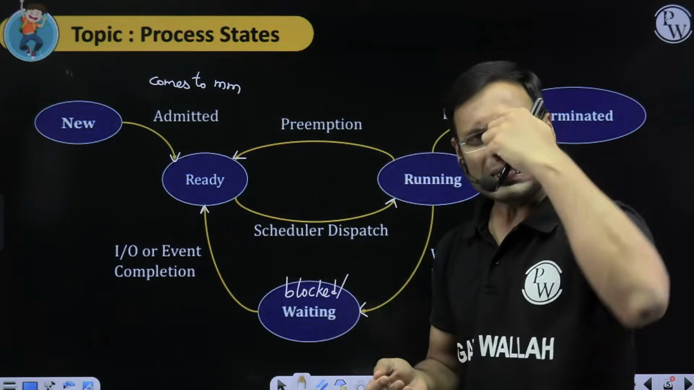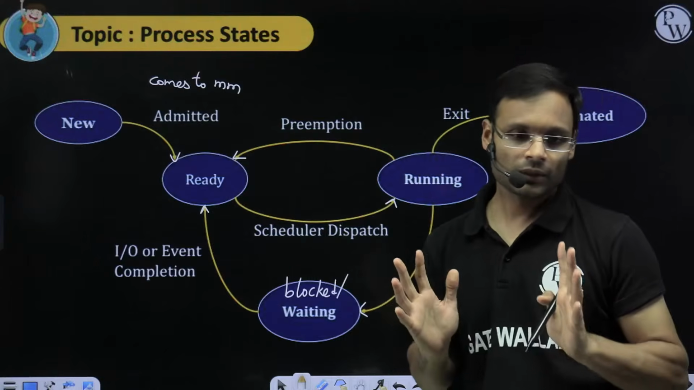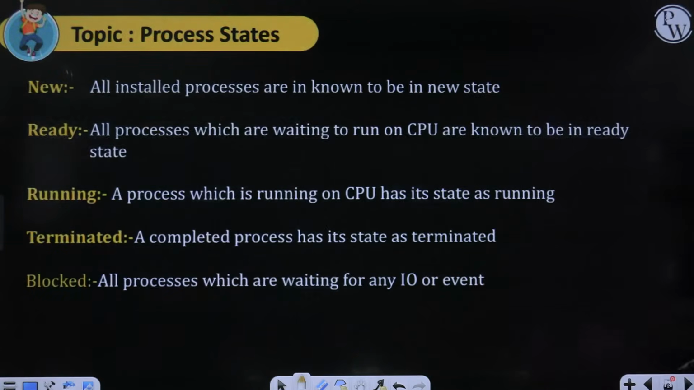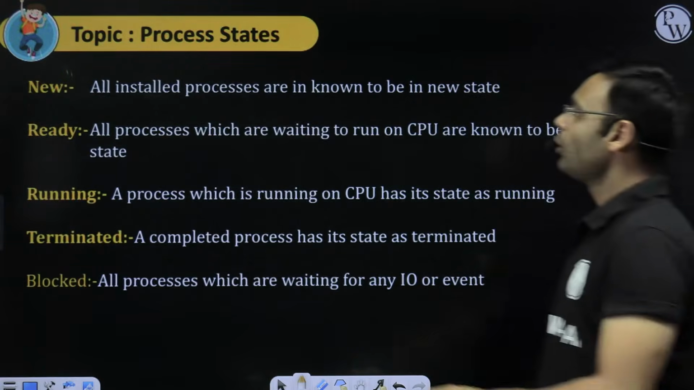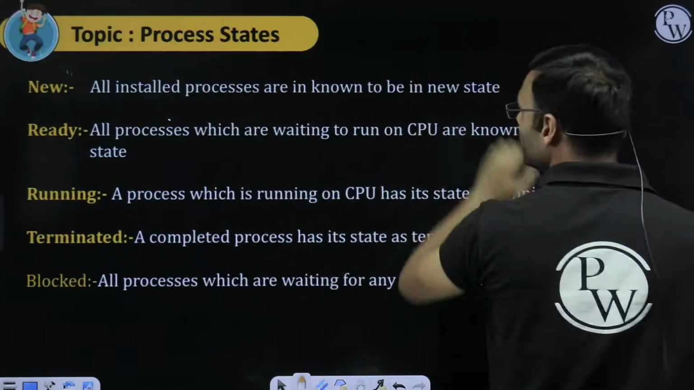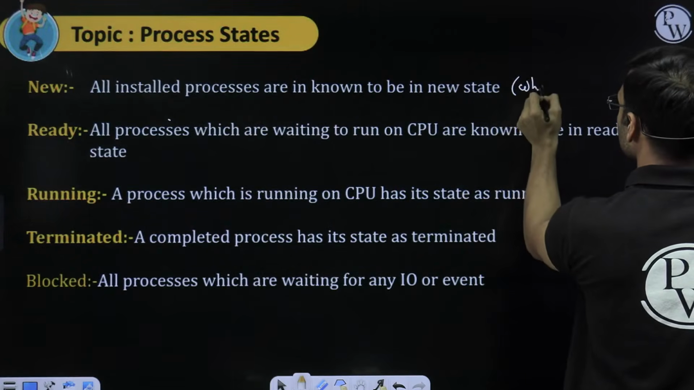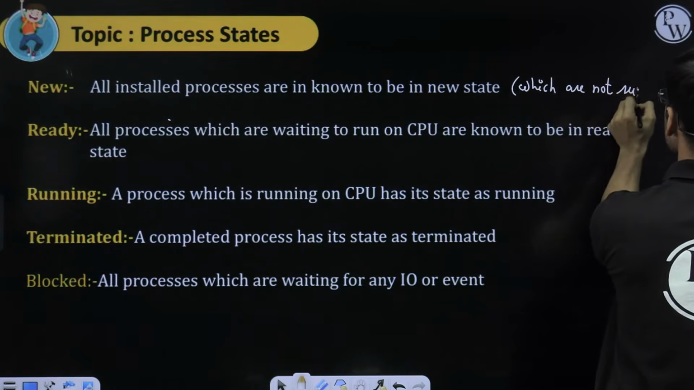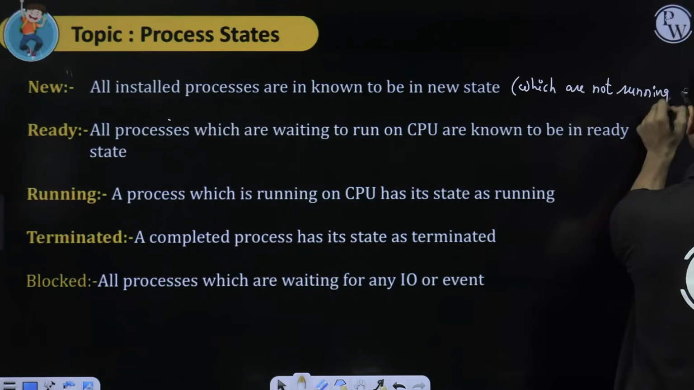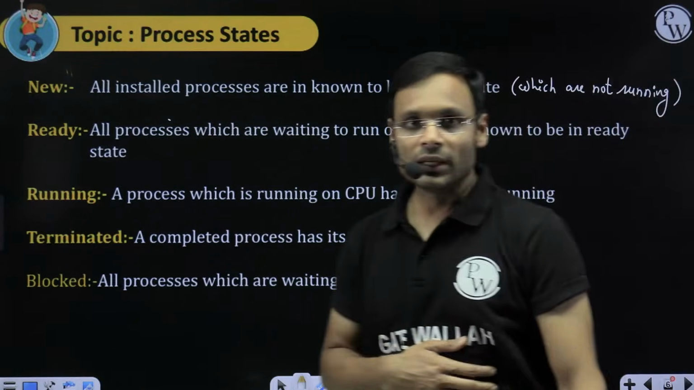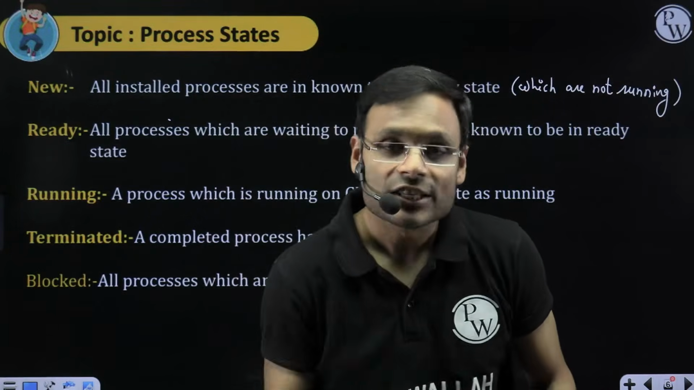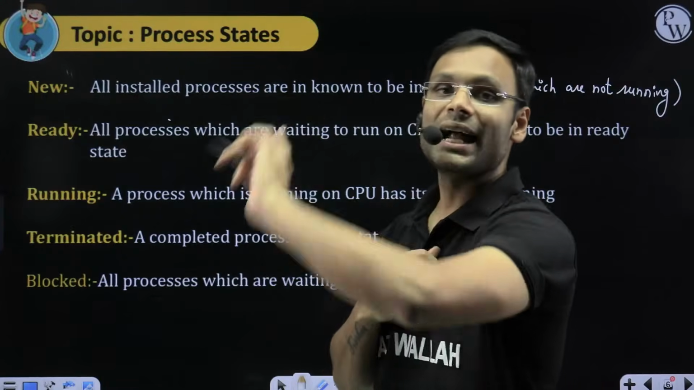And this is one of the easiest concepts to remember. Okay, understood? Everything which I explained is written over here. All the installed processes are known to be in new state, which are not running. If not running, then definitely those processes will not be in main memory. Processes are not in main memory, but their details are there in a list with main memory. I will explain that also in some time.